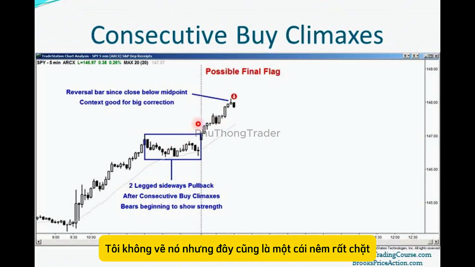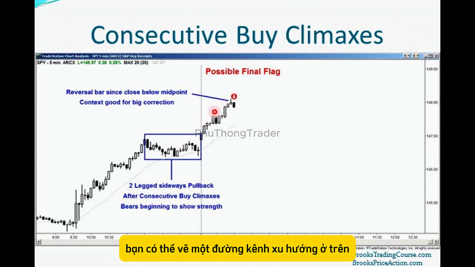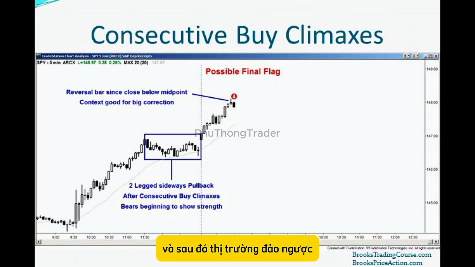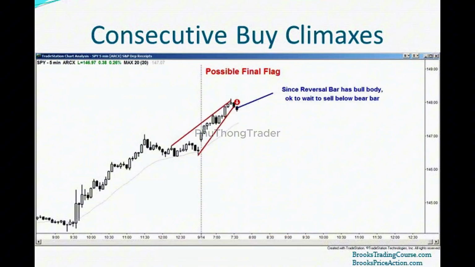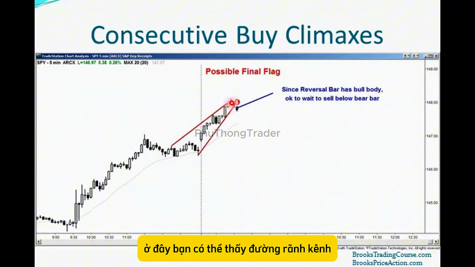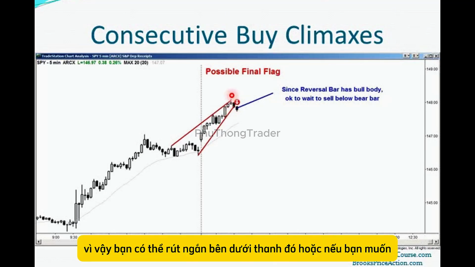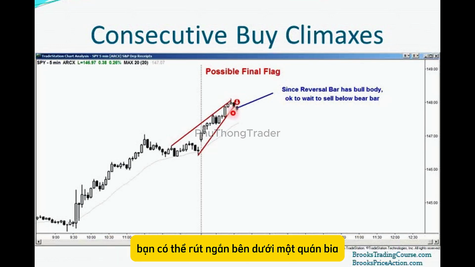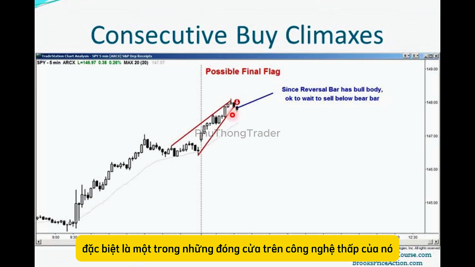I did not draw it, but this is also a very tight wedge. If you take this push up, and this push up, you could draw a trend channel line above, and this tail broke above that trend channel line, and then the market reversed down. Here you can see the trend channel line, a slight poke above the top of the bull channel, and a reversal down. So you can either short below that bar, or if you want, you can short below a bear bar, especially one that closes on its low tick.